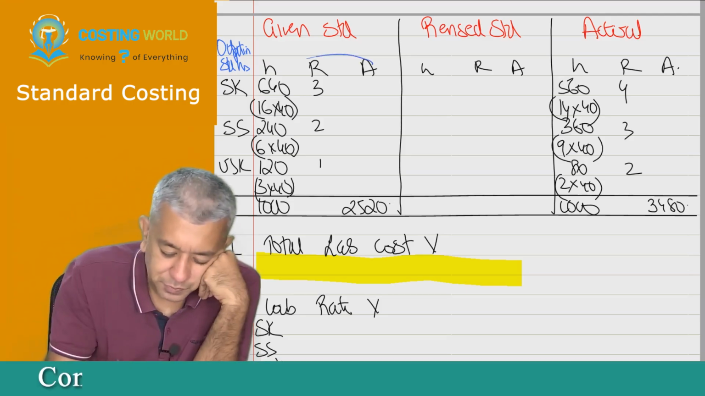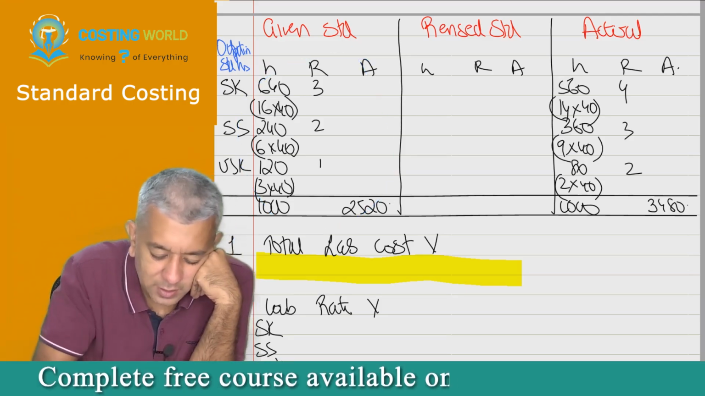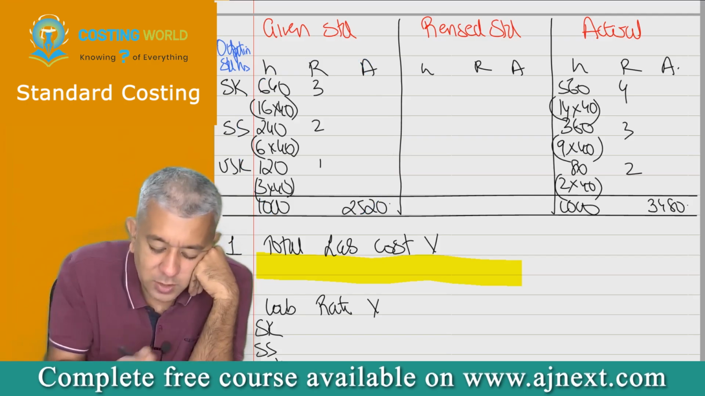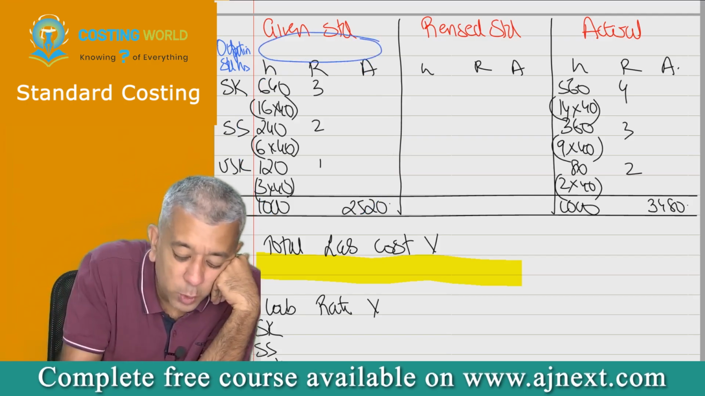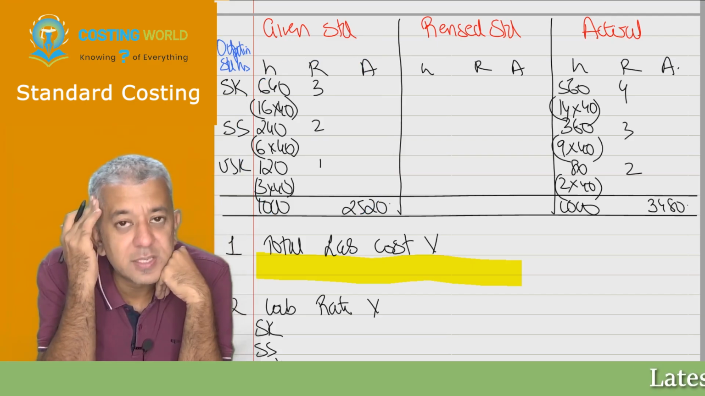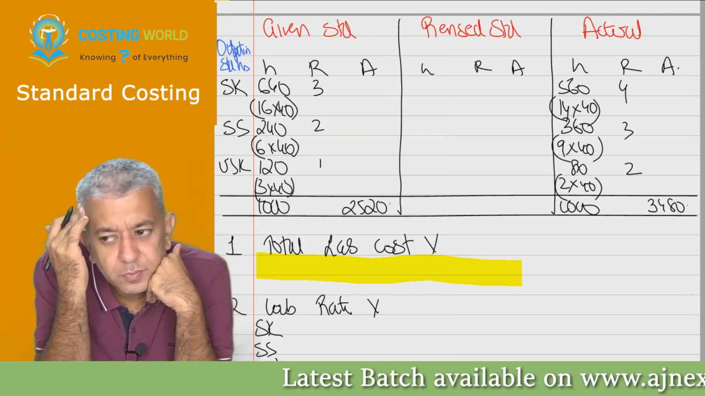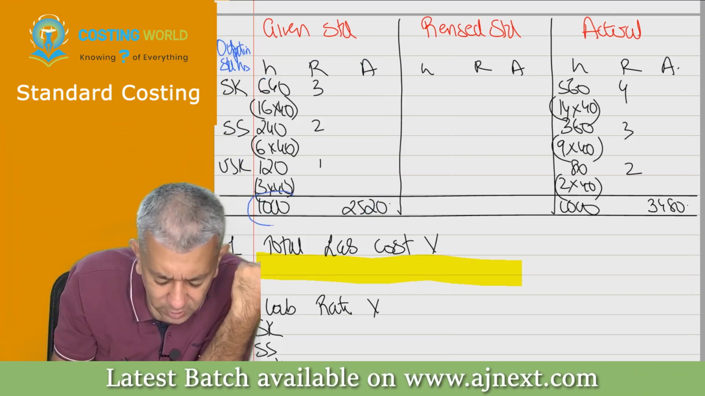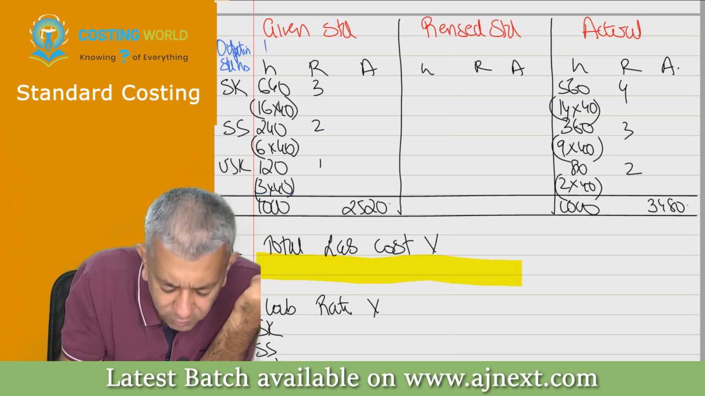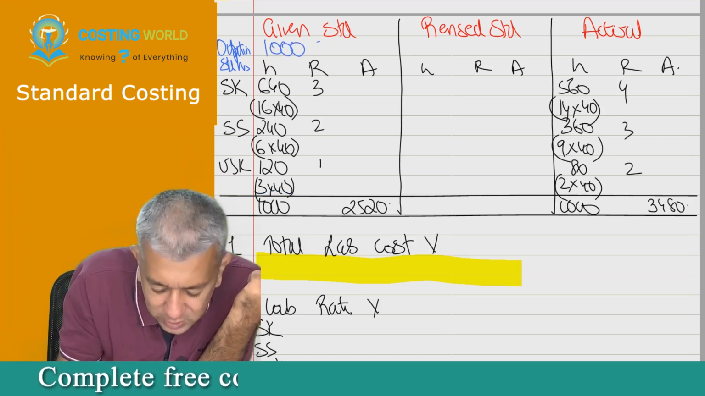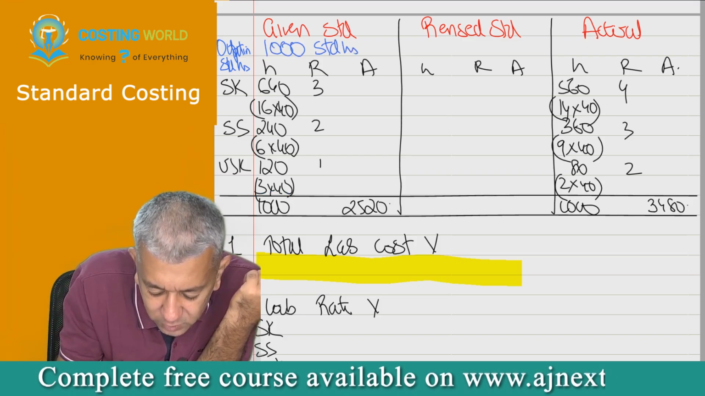Tell me, the given standard is of how many standard hours? Don't even look at your textbook, common sense. How much? 1000. That 1000 comes from here only. So everybody now writes this particular thing that I am writing: 1000 standard hours.